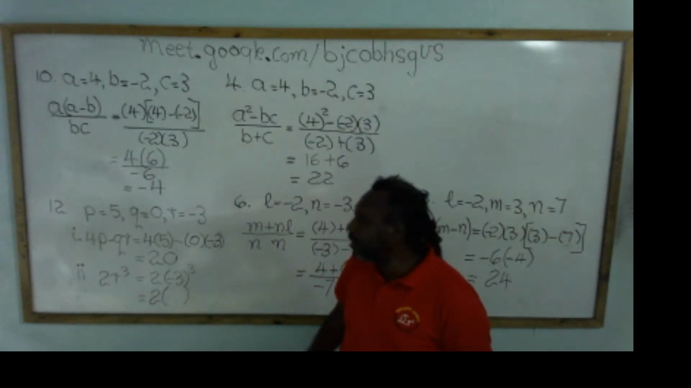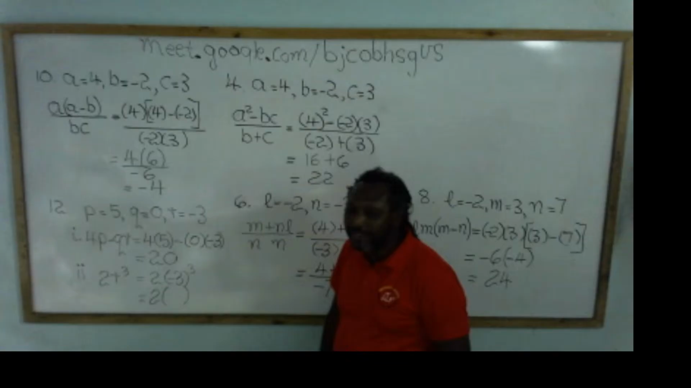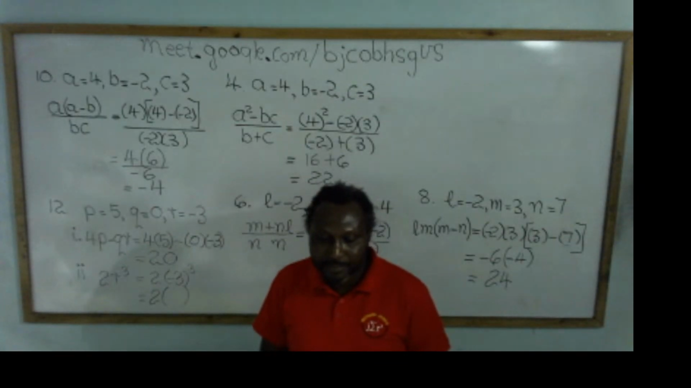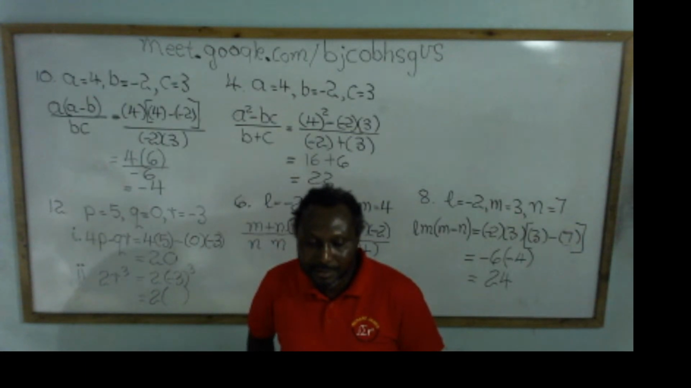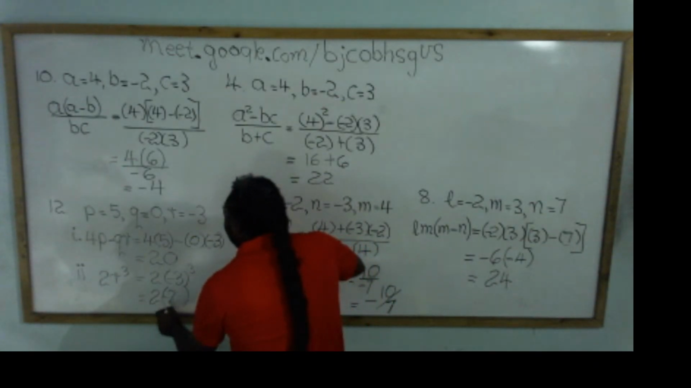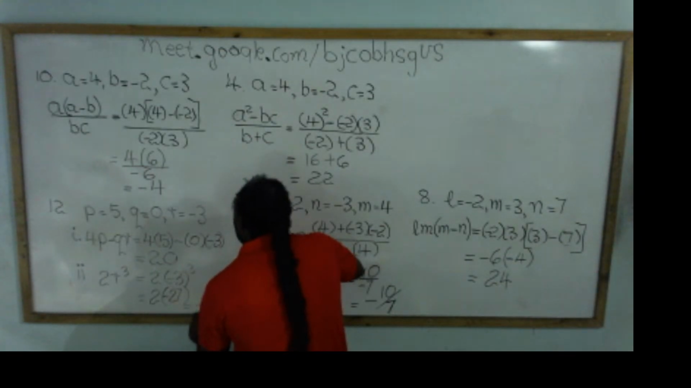Right. 3 occurrences of negative 3 multiplying. So you're going to have 3 negative signs there. So the answer is going to be a negative 27. Negative 27. Therefore, the result is going to be negative 54. This is equal to negative 54.